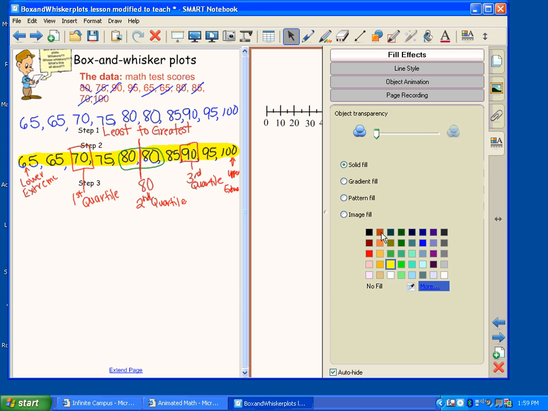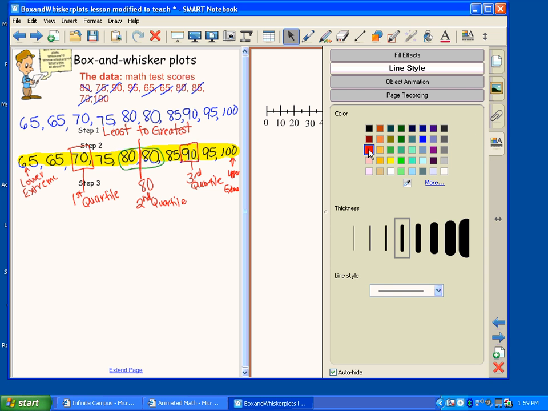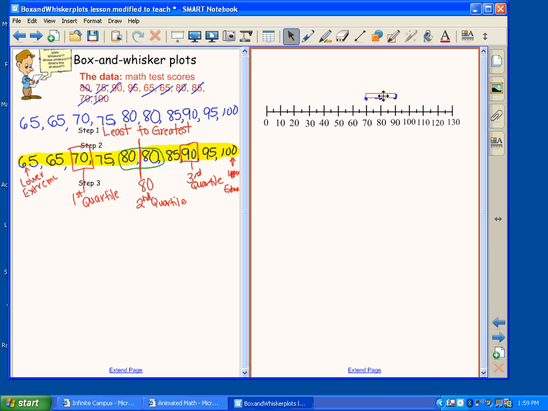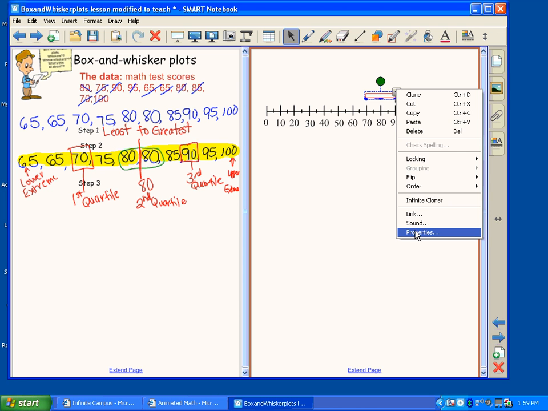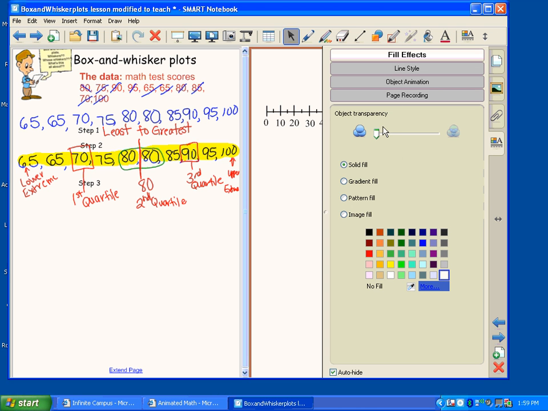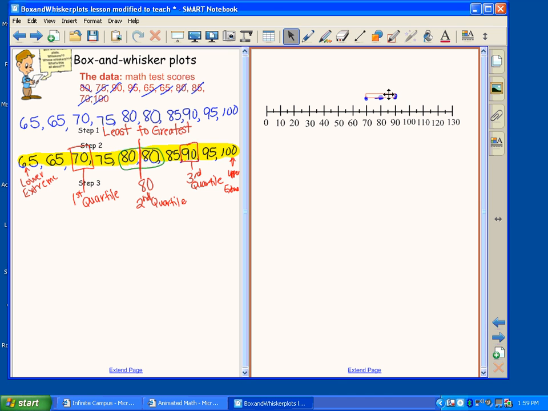I don't want it to be yellow. I want it to be white. Black lines. I'll make red lines. Okay? So there's my box. Okay, so you can see through it.